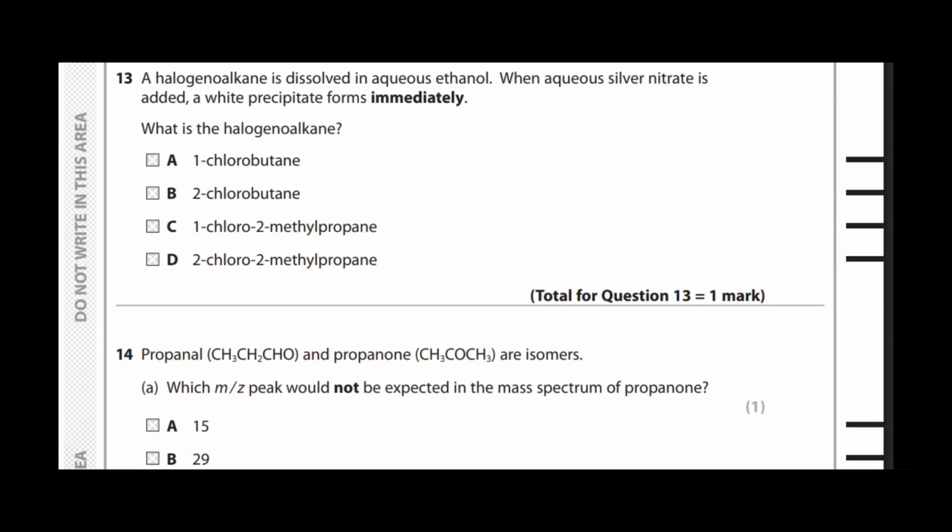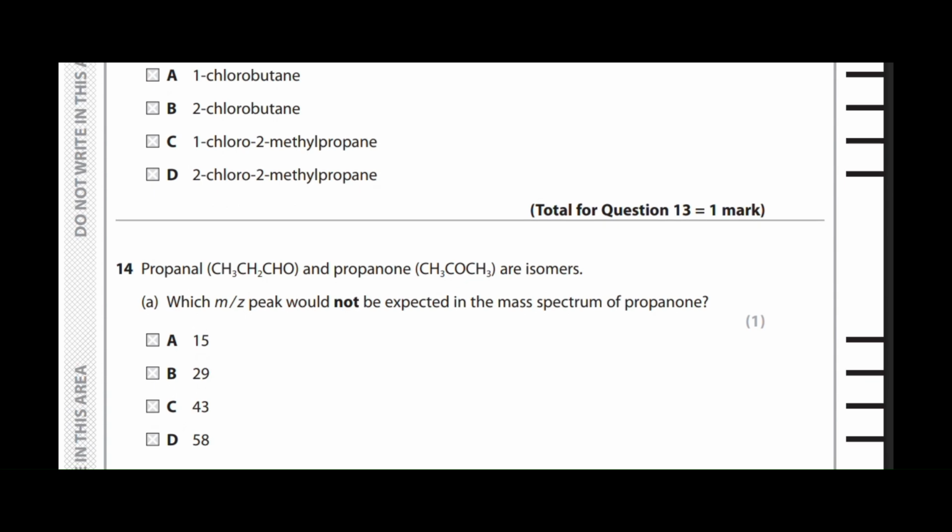Now question number 13: a halogenoalkane is dissolved in aqueous ethanol. When aqueous silver nitrate is added, a white precipitate forms immediately. Now what is a halogenoalkane? You know the chlorine, basically chloride ion, forms white precipitates, and all contain chloride ion. So which precipitate will form very quickly?